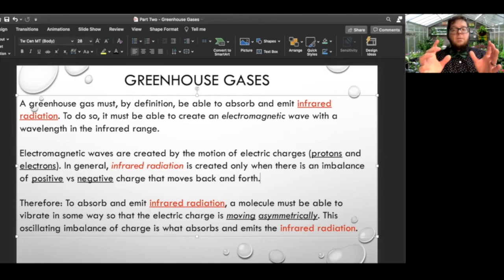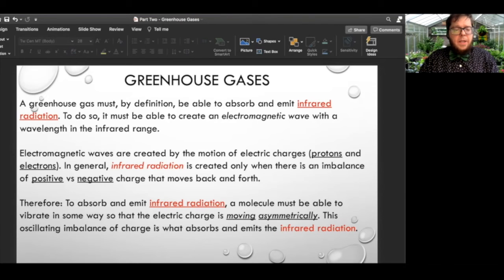If I have more positive charge than I have negative charge, and I get that moving back and forth, well, that's asymmetrical, right? So I need some kind of asymmetry of electric charge oscillating in some way, and then this will produce and absorb infrared radiation. Let's take a look at some pictures of the molecules we classified.